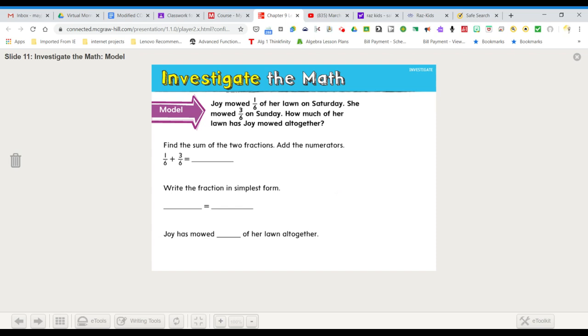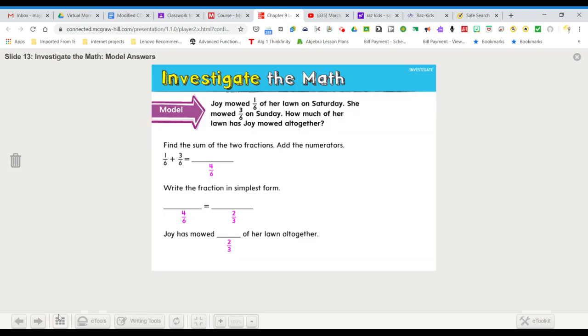And then to write that in simplest form, the greatest common factor is 2. So you would divide by 2. I wish I could write on this, but I can't. 4/6 divided by 2 is 2/3. So Joy has mowed 2/3 of her lawn altogether. She's got a whole third to go yet.